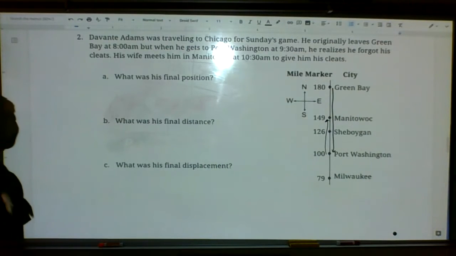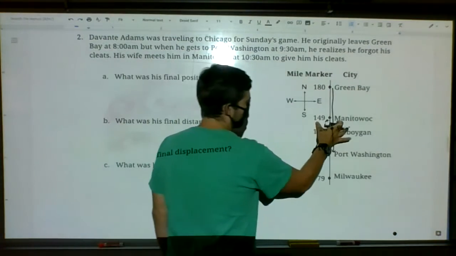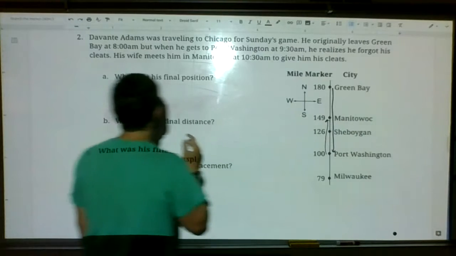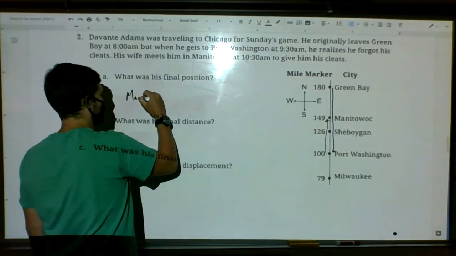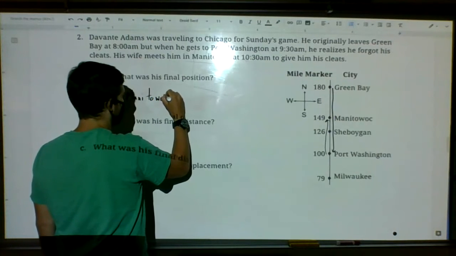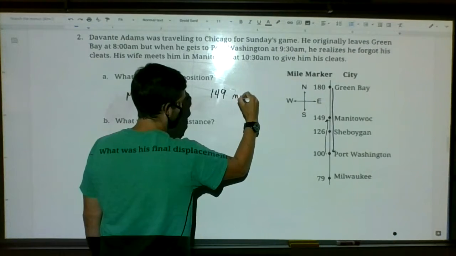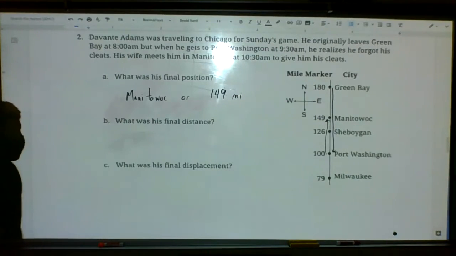So the first question asks, what is his final position? And his final position, again, is just the place that he ends up in. We can either describe that with the name of the town or the mile marker. So that's Manitowoc, or mile marker 149.